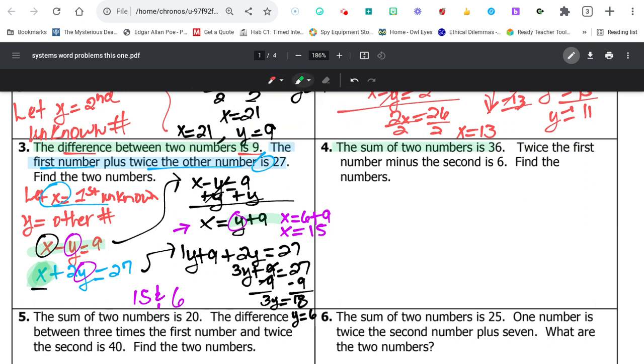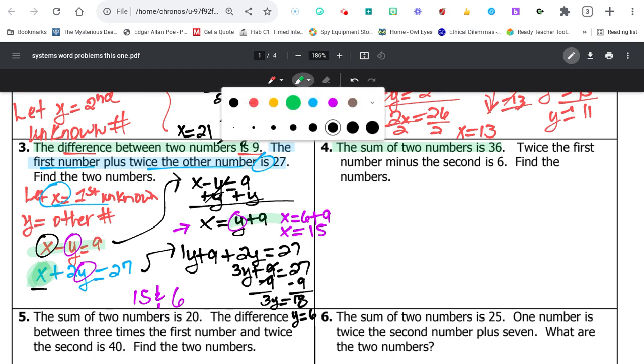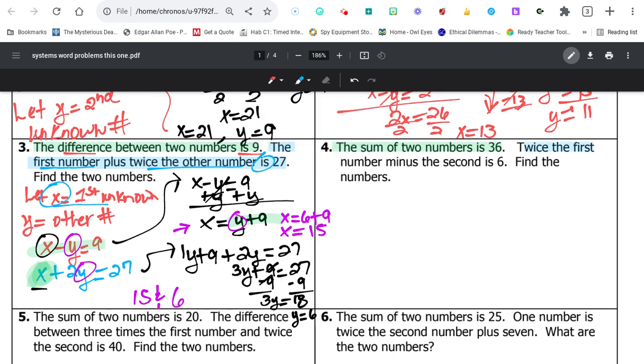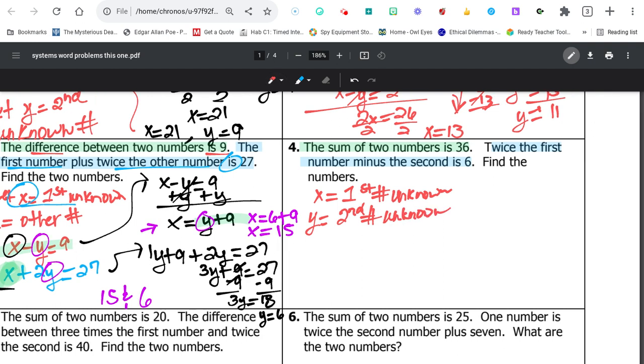If you add the two numbers, you're going to get 36. And this says twice the first number minus the second is 6. Find the two numbers. So I'm going to let x be the first number I don't know, and let y be the other number, the second unknown. You can put the other number, I don't care. But if I take these two and add them, it's going to equal 36.